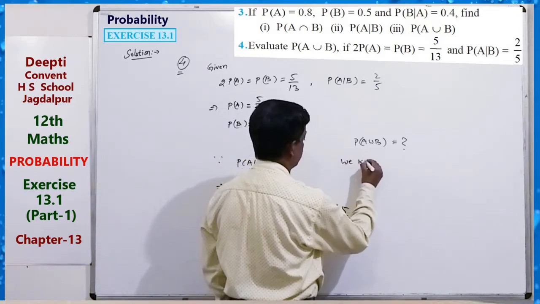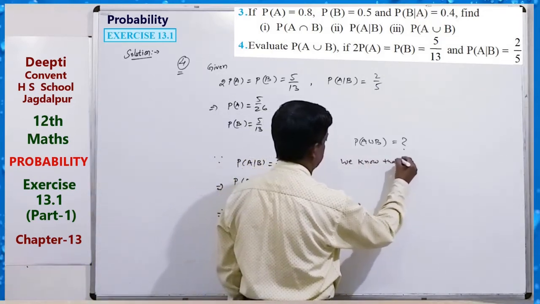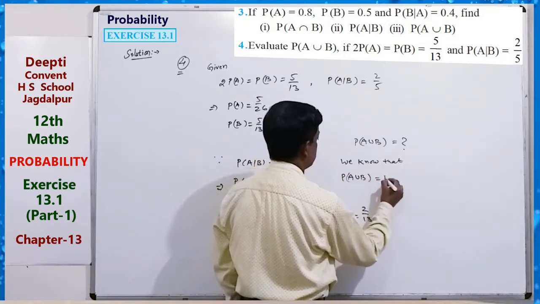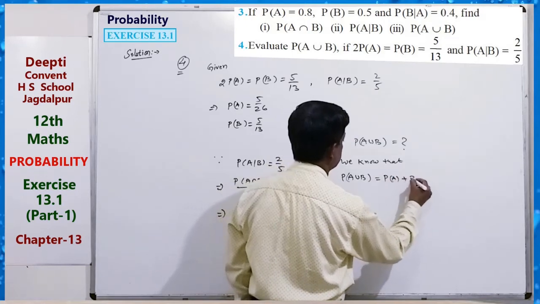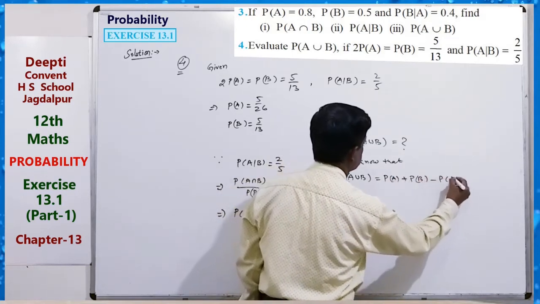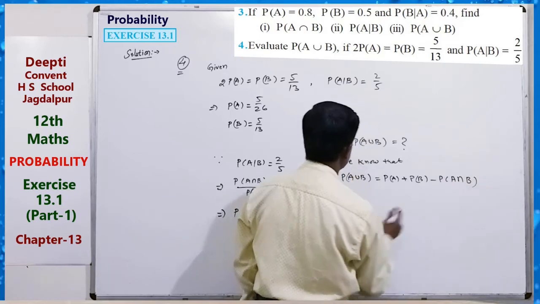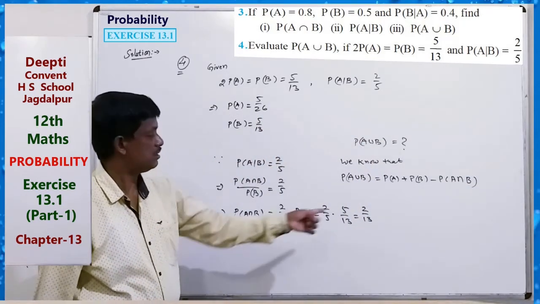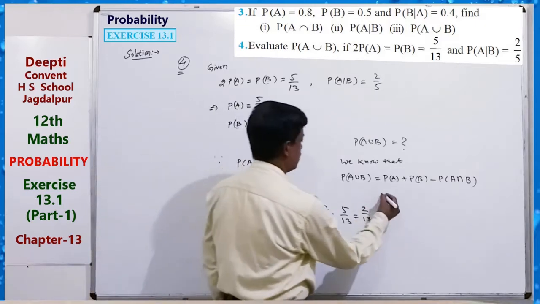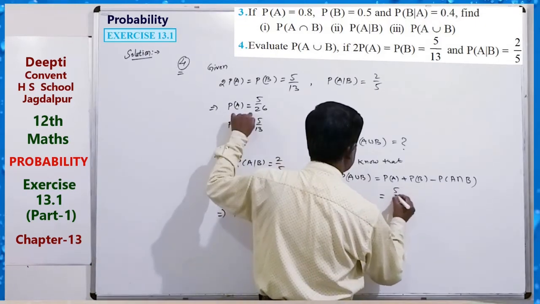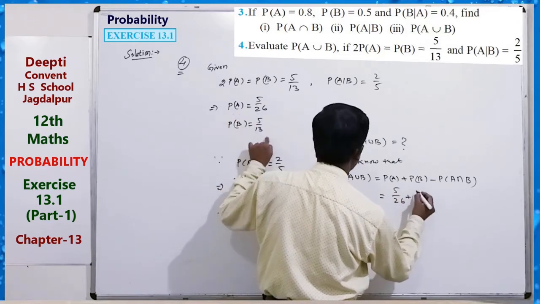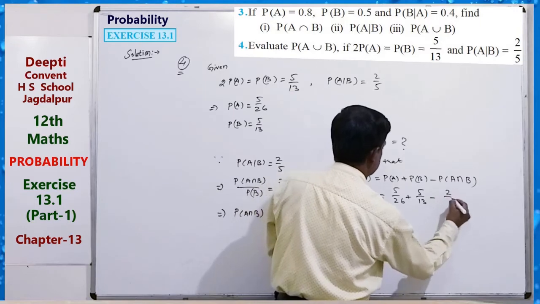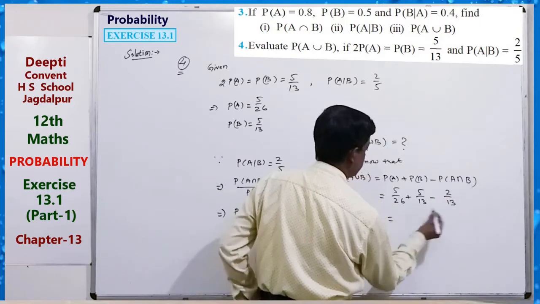We know that P(A union B) equals P(A) plus P(B) minus P(A intersection B). Our target is finding A union B. So P(A), P(B) and P(A intersection B), three things are known. So just write here: 5 by 26 plus 5 by 13 minus 2 by 13. So you can solve it.